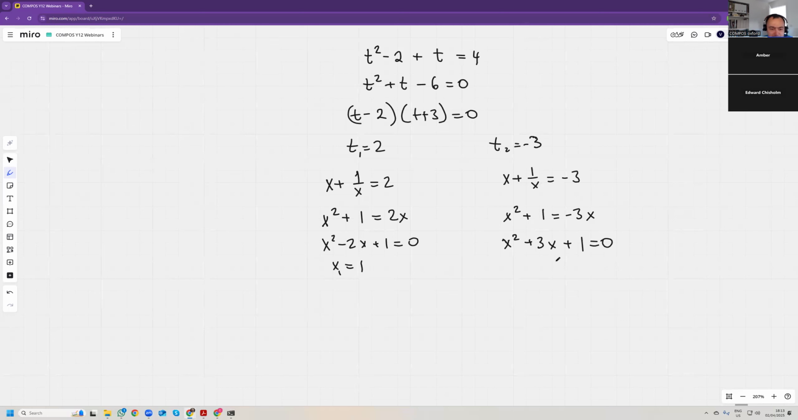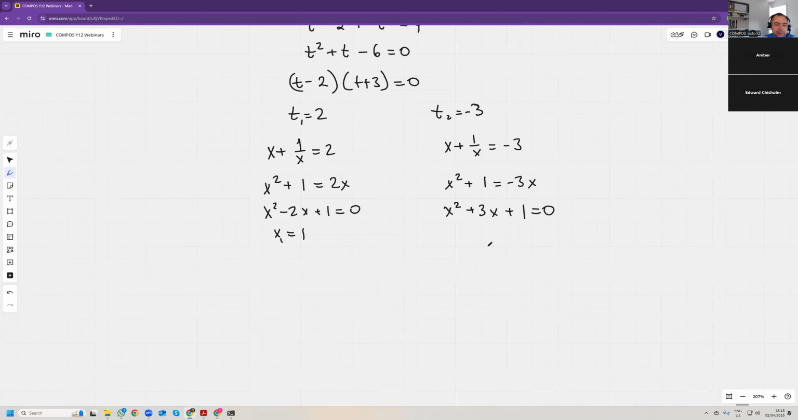Okay, so here I would probably complete the square. X plus 3 over 2 squared minus 9 over 4 plus 1. So that's plus 4 minus 5 over 4, so equals 5 over 4. X is equal to negative 3 over 2 plus or minus root 5 over 2. And these are the solutions. There are 3 of them.